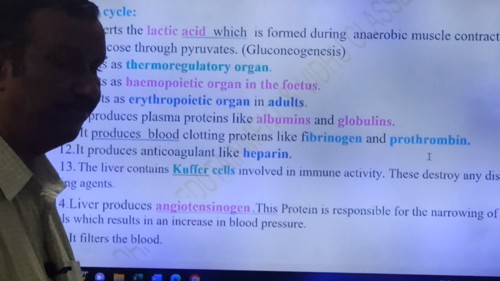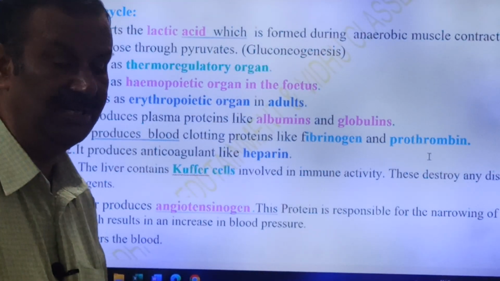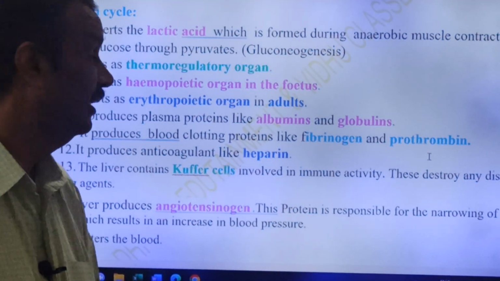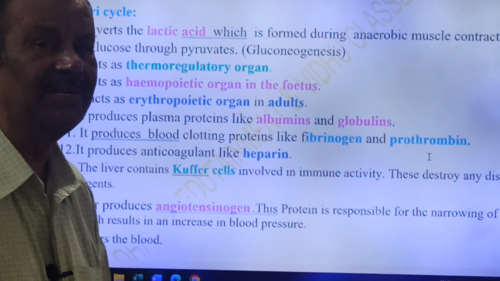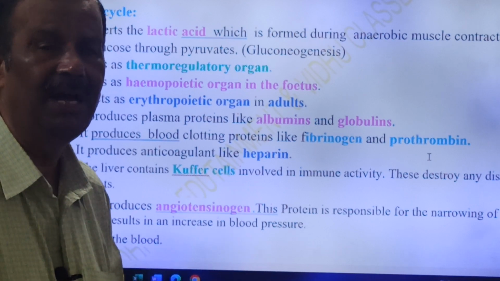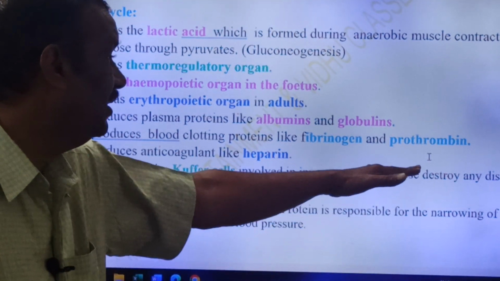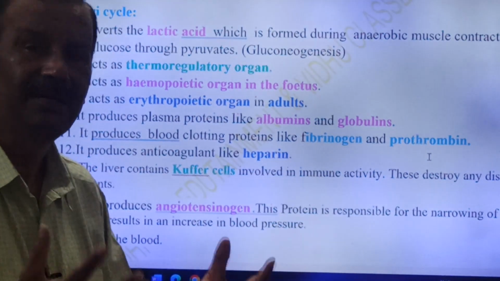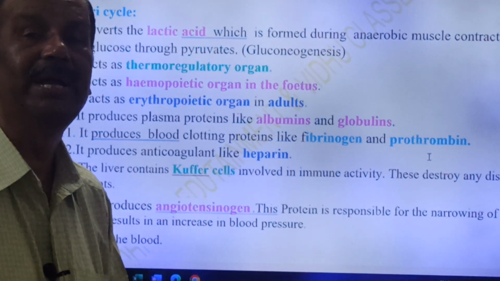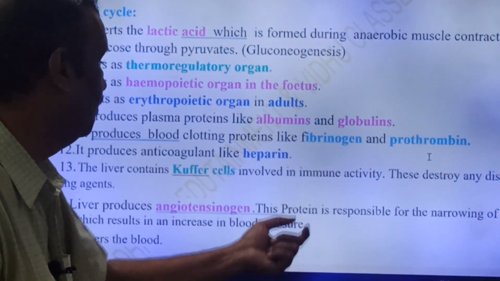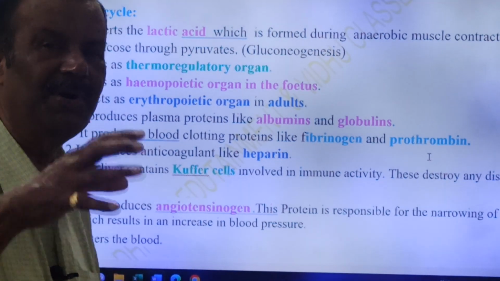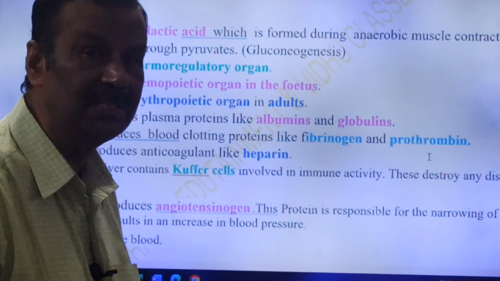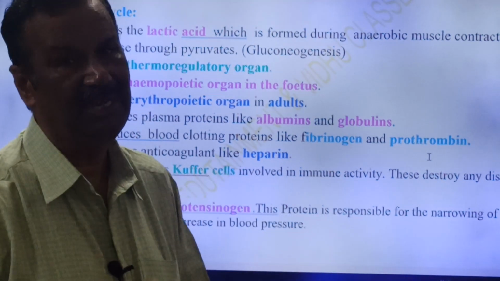Liver contains Kupffer cells. These Kupffer cells are involved in immune activity. They kill the harmful microorganisms. They destroy any disease causing agents. Simply you say they eat, they engulf harmful microorganisms and they protect our body. So because of that, they play an important role in immune activity. What are their cells? They are Kupffer cells. These Kupffer cells are present in the sinusoids of the liver, friends.